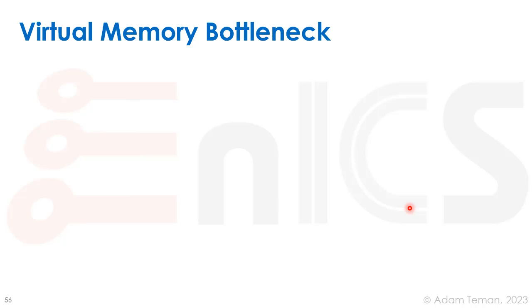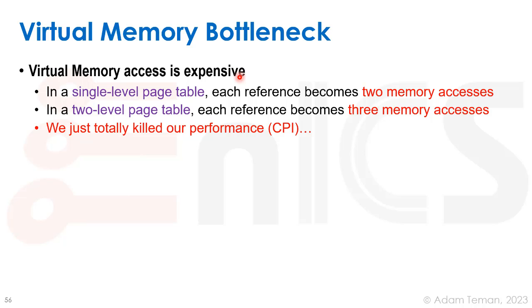We just killed our whole CPI. Virtual memory, therefore, is really, really expensive. It's so expensive that it seems not to be very feasible. We worked really hard to have all these non-cache misses and so forth, but in a single level page table, each reference becomes two memory accesses, DRAM accesses. With two level page tables, we have 3 memory accesses, and we saw that this can get even higher for 64-bit machines and so forth. We just totally killed our performance.